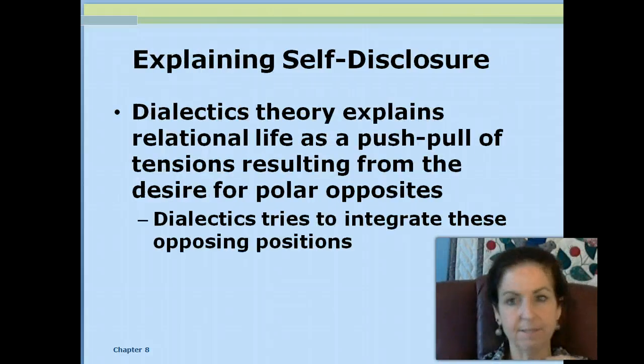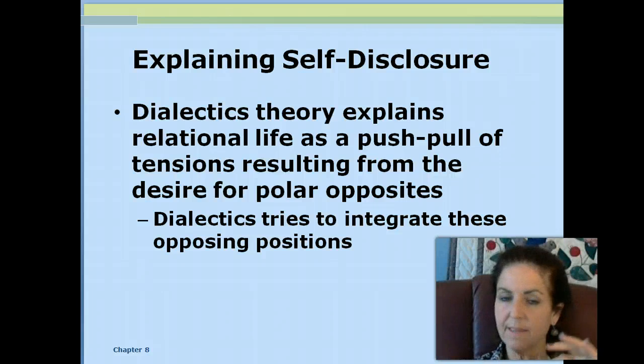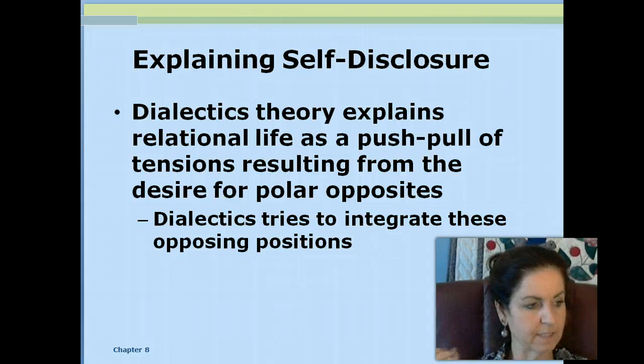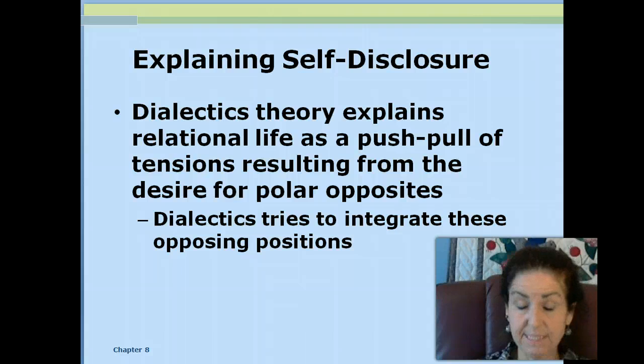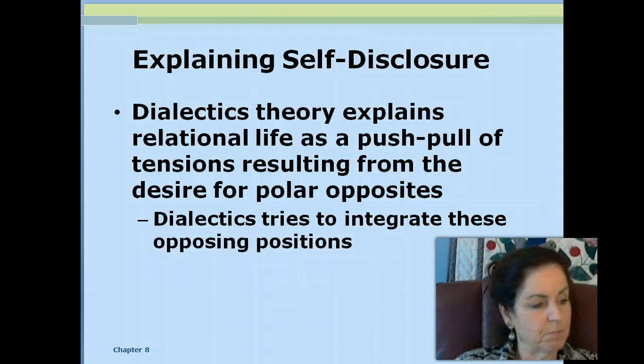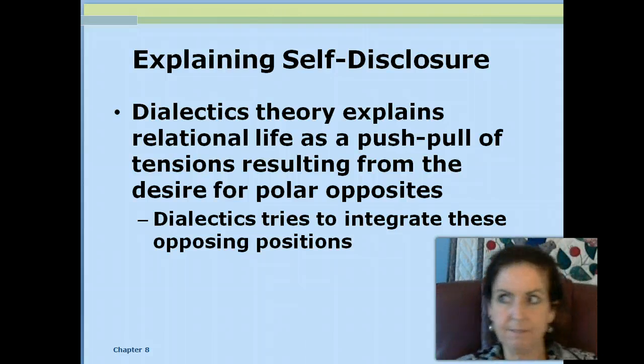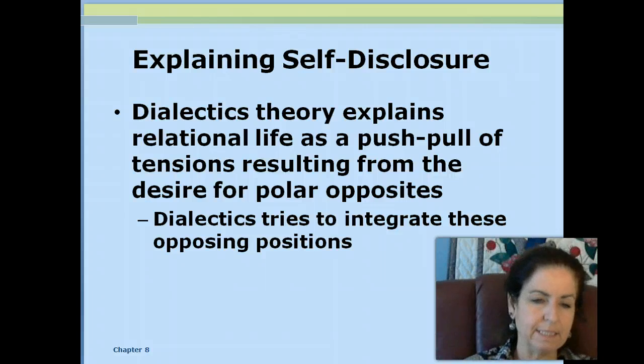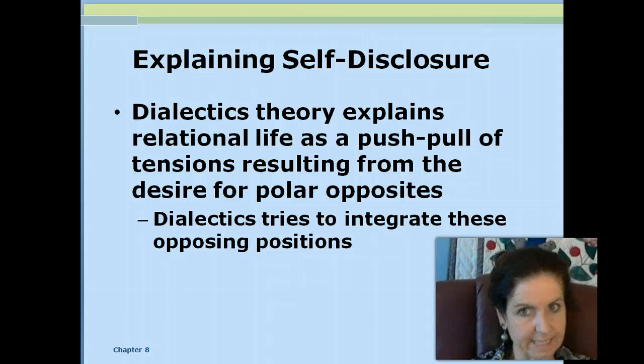To explain self-disclosure, there are a few theories. The idea of dialectics has to do with dichotomies, where you have an either-or, opposite sides of the continuum. It's sort of this push-pull for intimacy, for independence, for connection. There are a lot of different dialectics that we need to navigate, and self-disclosure is one of the ways that we attempt to balance those tensions between the opposite sides.